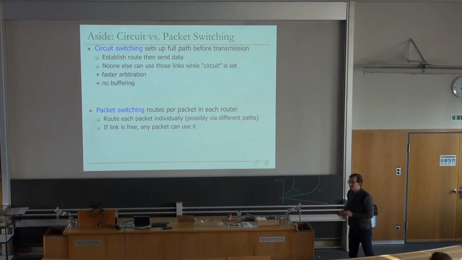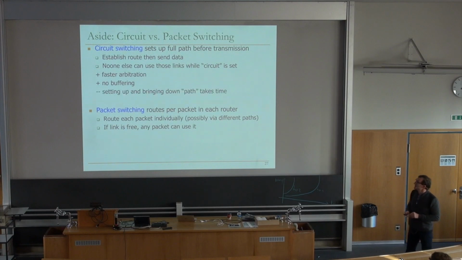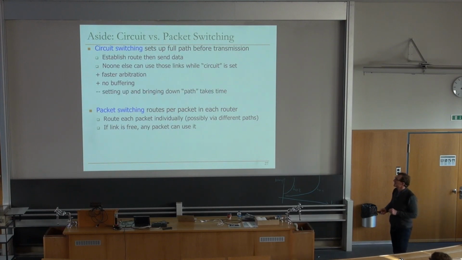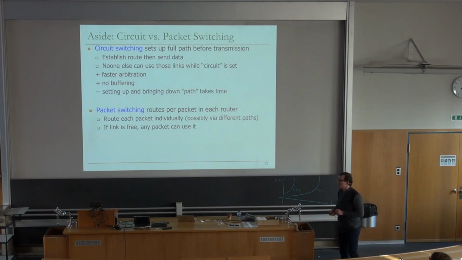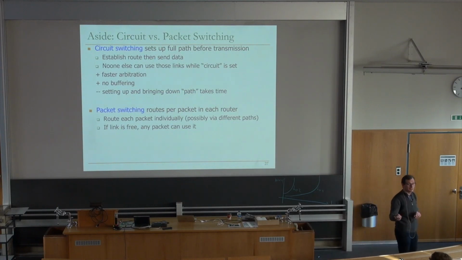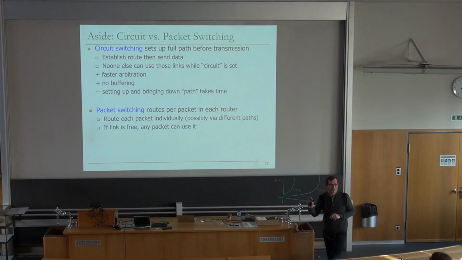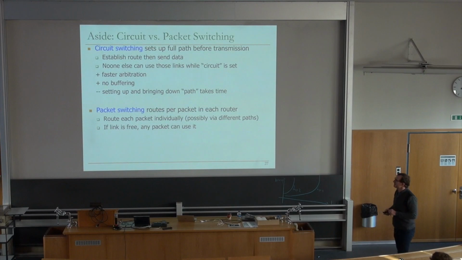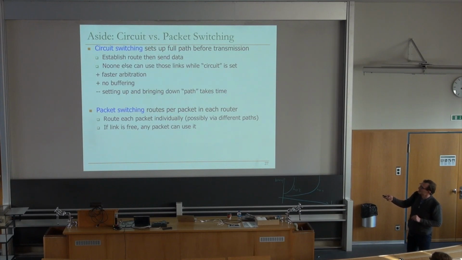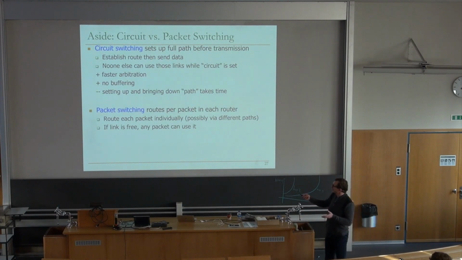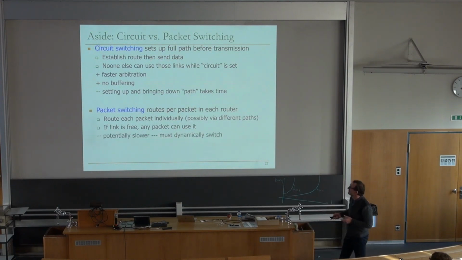There's no need for buffering. You fundamentally eliminate buffering in this case. But of course, the downside is setting up and breaking down the path takes time. And you need to have a mechanism for it. So some circuit switch networks actually use a separate network to enable this circuit. But that may not be great. And also, once you set up the circuit, no one else can use it, which can be problematic because if somebody else wants to use it, then you have to set up and bring down the path.